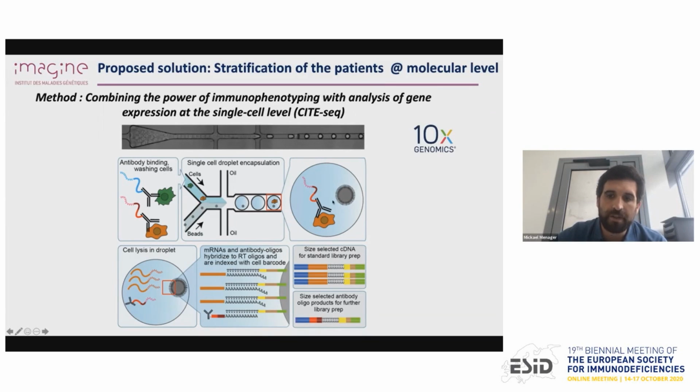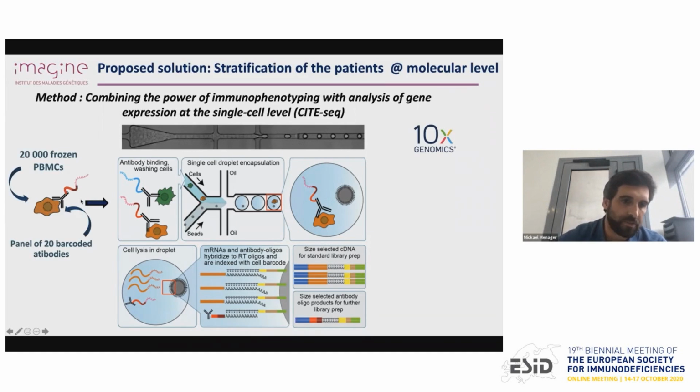So we've been coupling this transcriptomic analysis with barcoded antibodies, which are tagged not by a fluorochrome, but by a piece of DNA, a barcode, and a poly-A tail, which means they can also be captured in the droplet. And after library preparation, we can see the transcripts expressed in the cells, but also the antibodies that were at the surface of the cells.